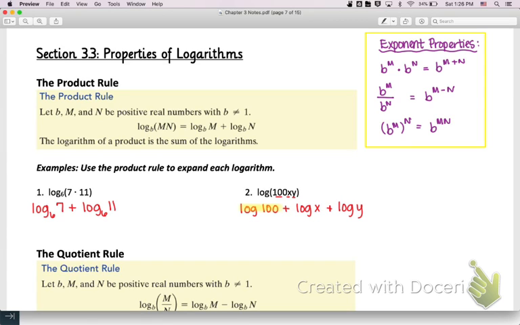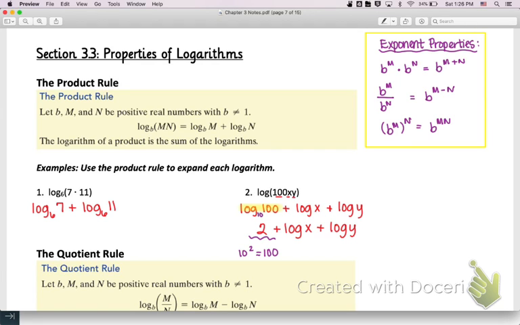Remember, this is a common log, which means it's a log base 10. So this is saying 10 to what power equals 100. That one comes out evenly. Log of 100 is equal to 2. So that's how we would want to write this. 2 plus the log of x plus the log of y. That's the most expanded, most simplified form. And once again, this is because 10 squared equals 100. And this is a log base 10, even though it's not written there.